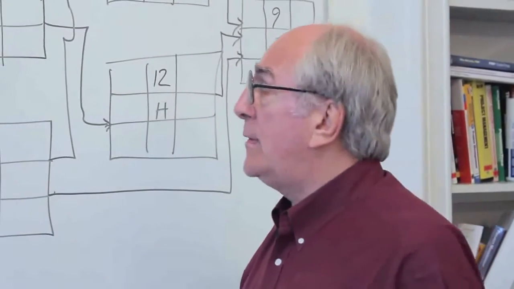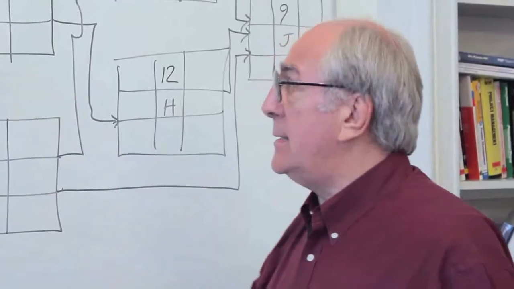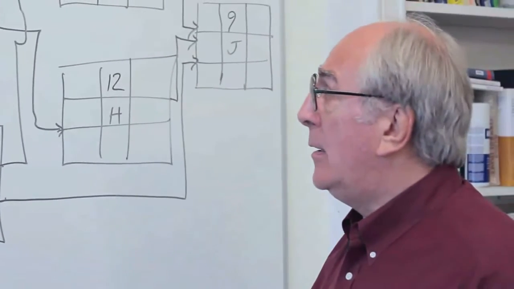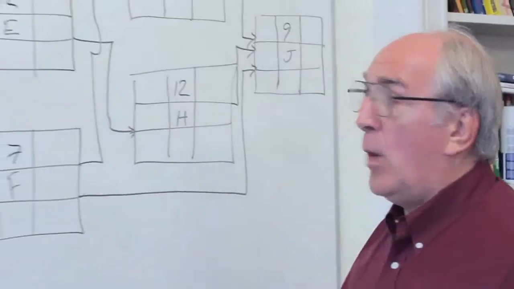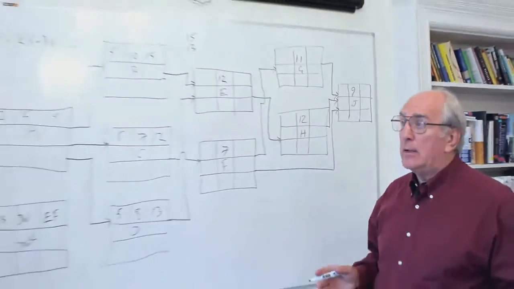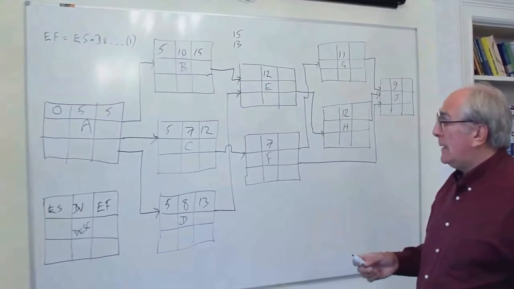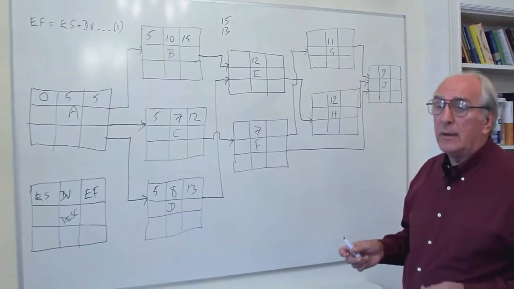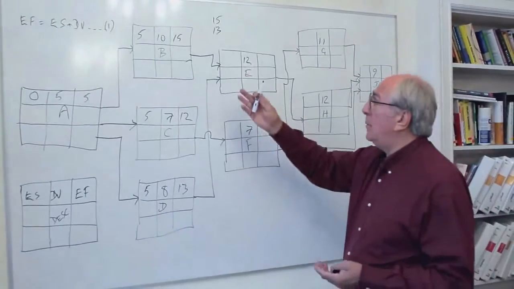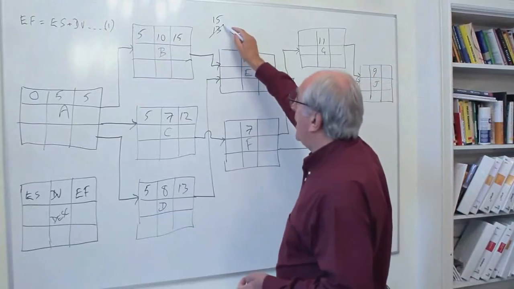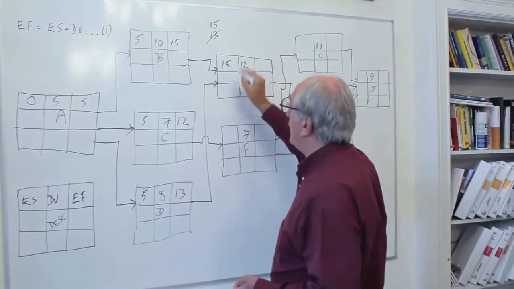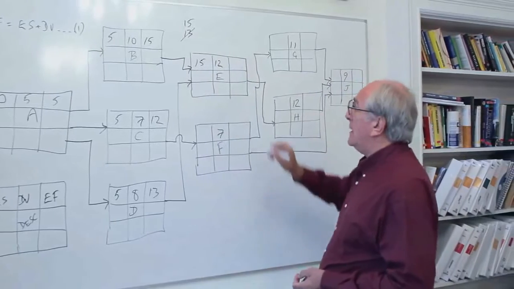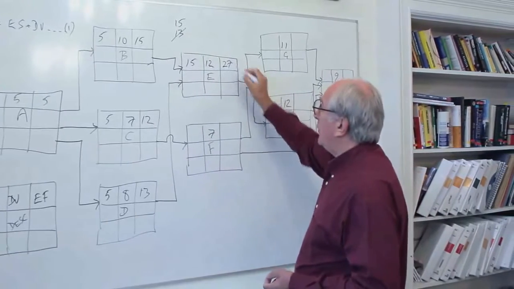Now, since we've said that we have to have B and D done before we can start E, then quite clearly we can't start E while B is still operating. So we have to have finished D and B in order to get job E started. So we must take the maximum of that choice there. That's the maximum, so we'll put that 15 in here. So 15 plus the duration, 12 for E, gives us 27 for the early finish of E.